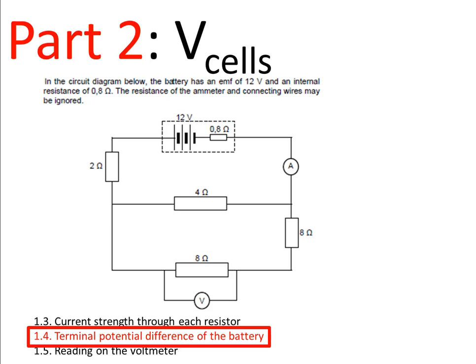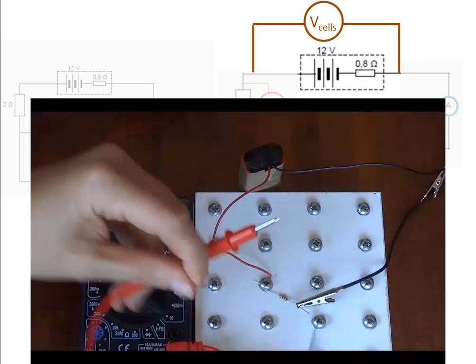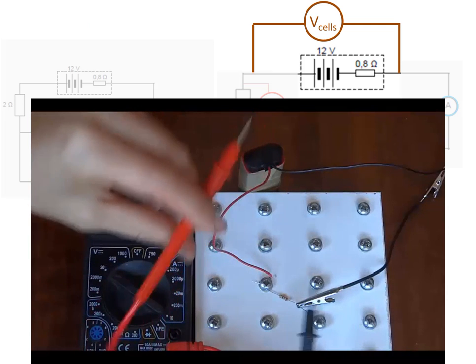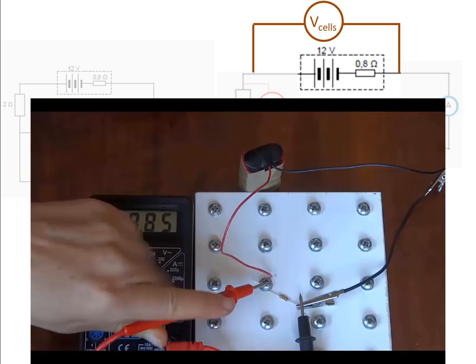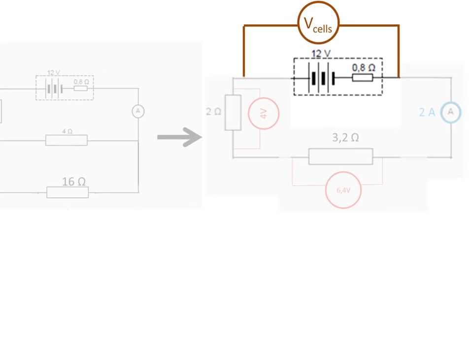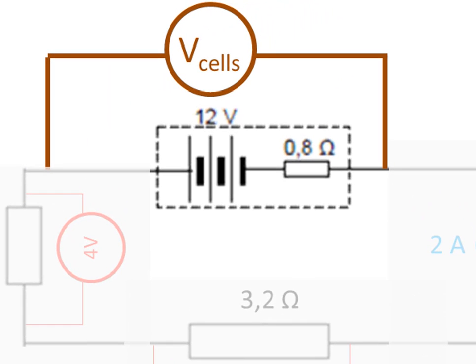Now we are asked to calculate the terminal potential difference of the battery. What does that mean? Terminal potential difference is sometimes called Vcells. It's the potential difference which you would measure if you placed a voltmeter across the terminals of the battery. Notice that there are two other potential differences which fall into the space between the battery's terminals.